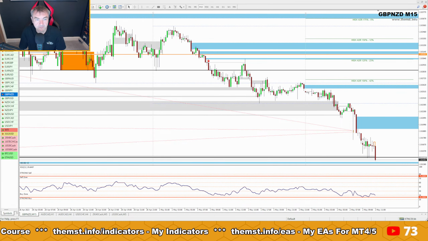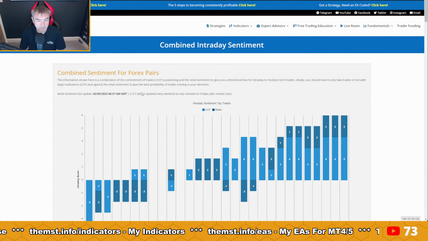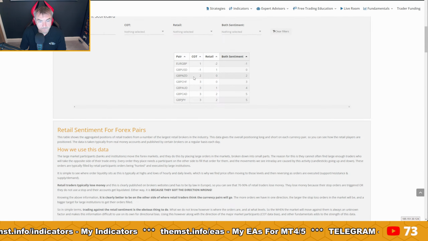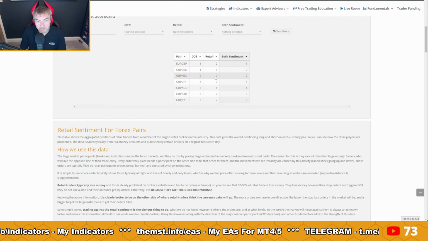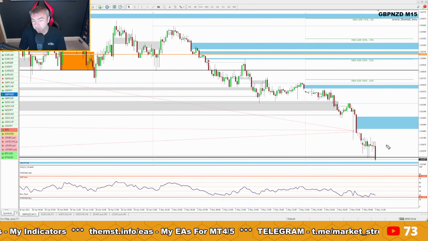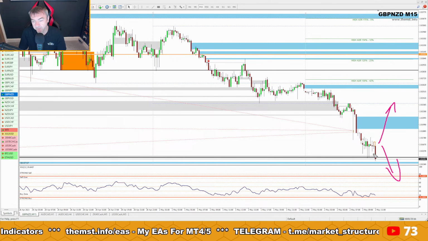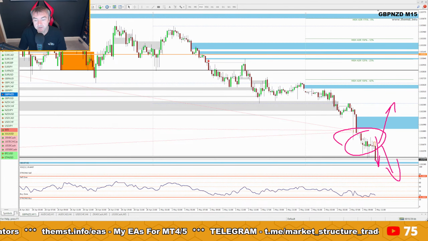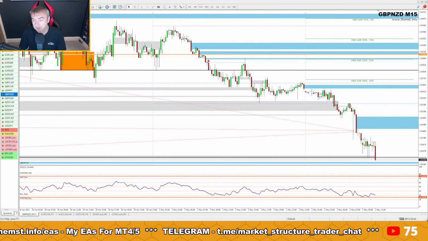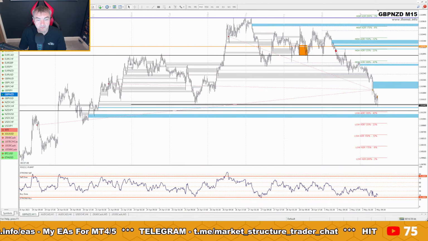Let's have a look at what the retail sentiment is on it. Pound New Zealand. There is no retail sentiment. It's neutral. So there's no reason for them to drive this in any direction at the moment. So, but that's a good example. Look, you're just looking for price action, something to tell you that this is probably it.